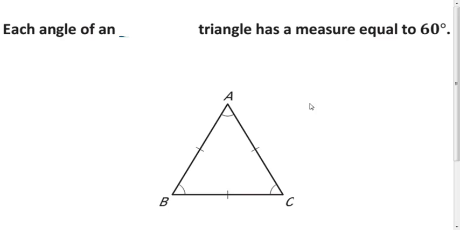And in an equilateral triangle, the measures are always 60 degrees. Why is that? Hopefully you can reason that through. We know that there's 180 degrees in total inside the triangle, and there's three angles of equal measure, so 180 divided by 3 is 60.